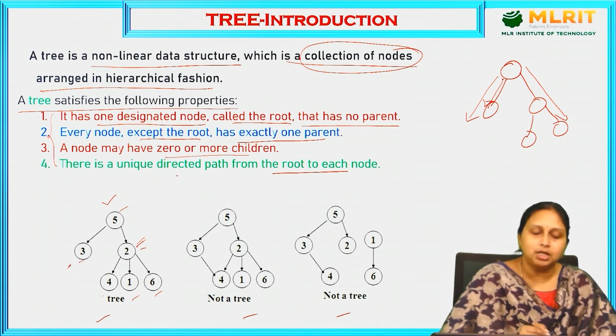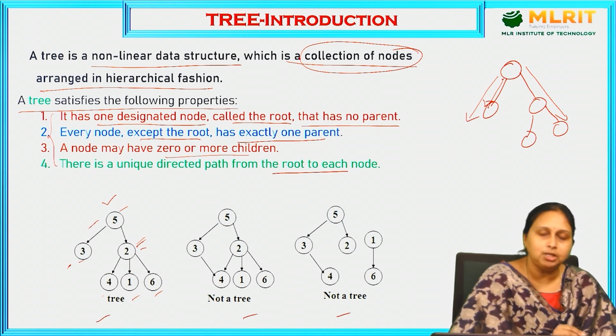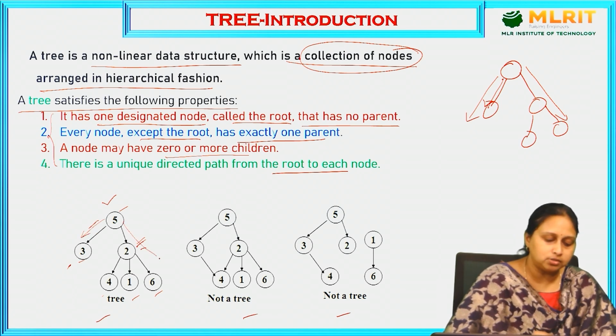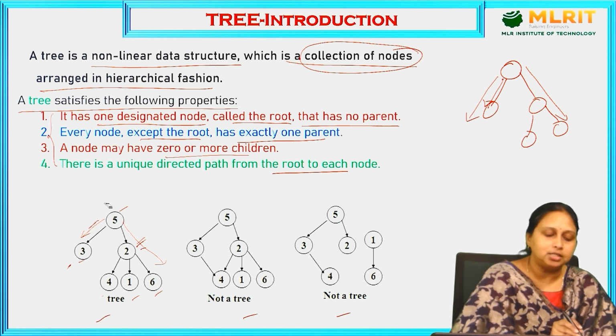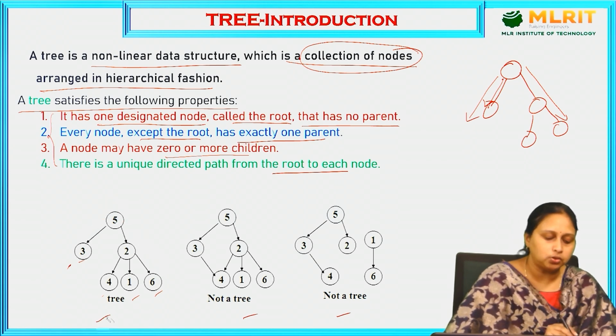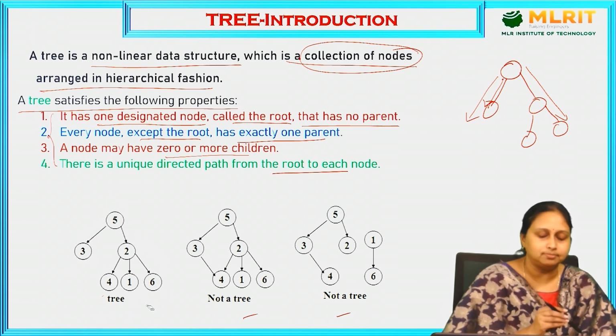And there is a unique directed path from the root node to each node. If you can see 5 to 3, this is one path, and 5 to 6, this is another path, right. This one is satisfying all the properties of a tree, so we can say this is a tree.